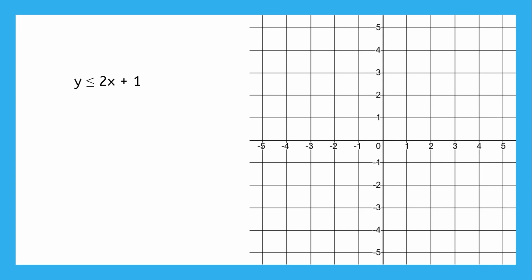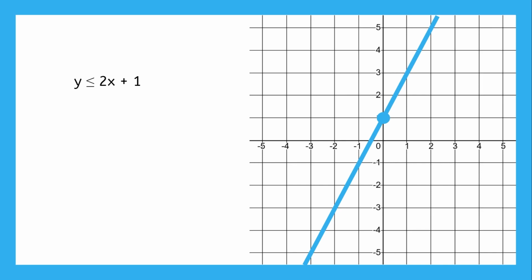So before we try graphing this inequality, let's graph it as if it was just an equation. This is in slope-intercept form with a y-intercept of 1 and a slope of 2. This is how we would graph it if y was equal to 2x plus 1, except it's not. Y is less than or equal to 2x plus 1. This is where inequalities have a little twist.